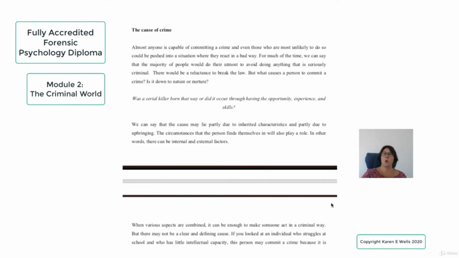We're looking at the cause of the crime. Almost anybody is capable of committing a crime, and even those who might be perceived to be unlikely to do so could be pushed into a situation where they react in a bad way. For much of this time, we can say that the majority of people would do their utmost to avoid doing anything that is seriously criminal.